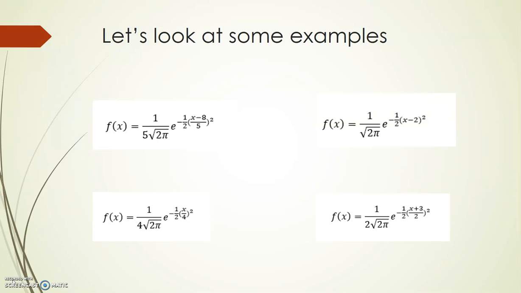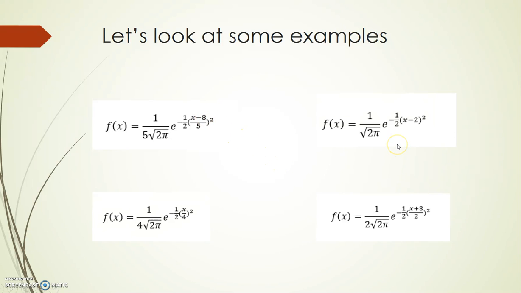Let's look at some examples to illustrate what I mean. Here are equations for 4 different normal distributions. In this example, the standard deviation here is 5. You can see it at this value here, and you can see it at this value here. And the mean is 8. You can see it located here.